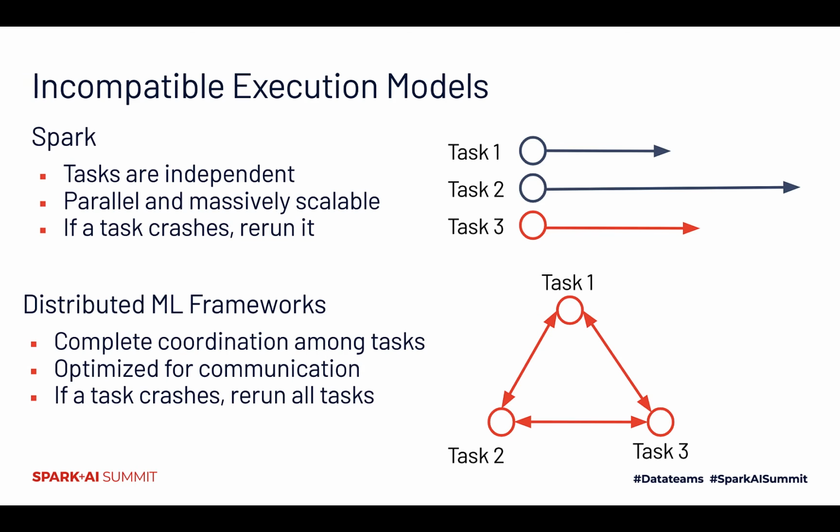works. In TensorFlow, the tasks all run and talk to each other and exchange information. There's a lot of coordination between tasks, and a lot of optimization, and therefore, if one task were to crash, we would have to rerun all of the tasks. So how do we take a framework like TensorFlow and make it work in Spark?